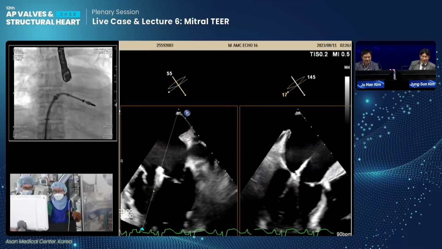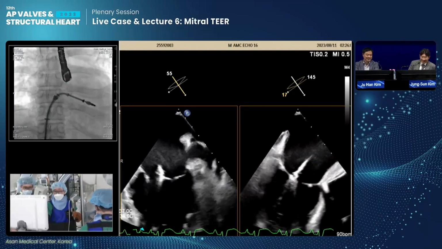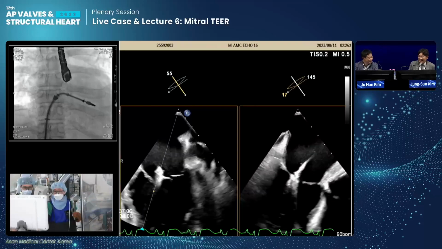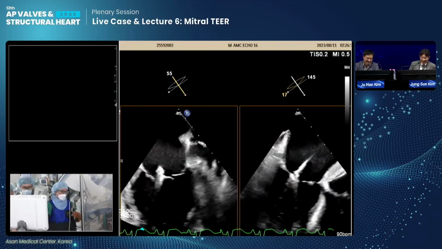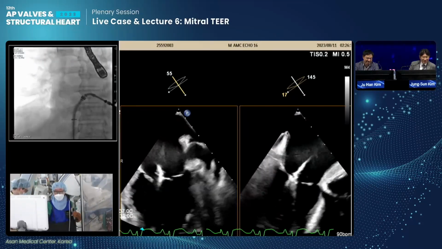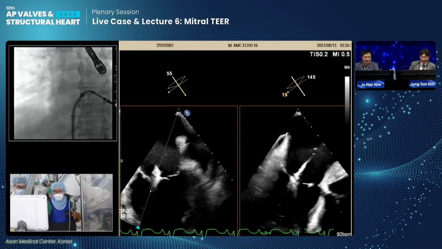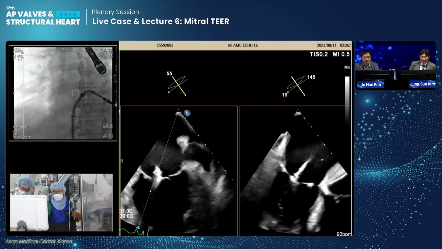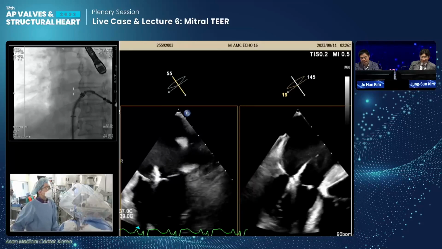Yes. Do you agree? Deploy. One clip cannot be better. We agree. Everybody agrees. Then I'll check the angle.